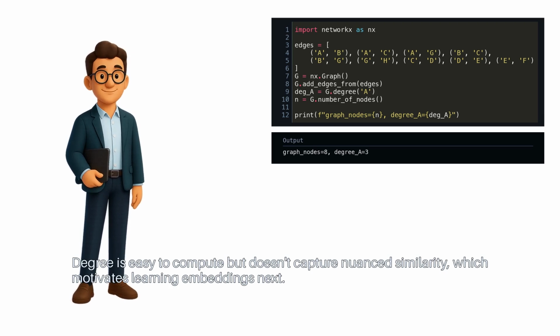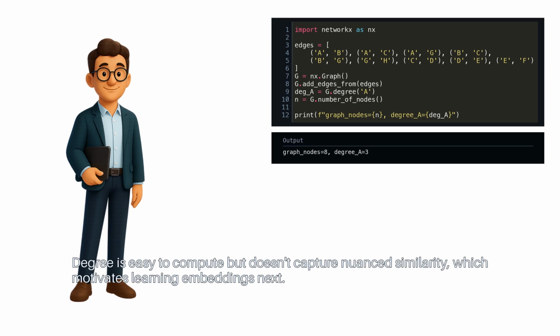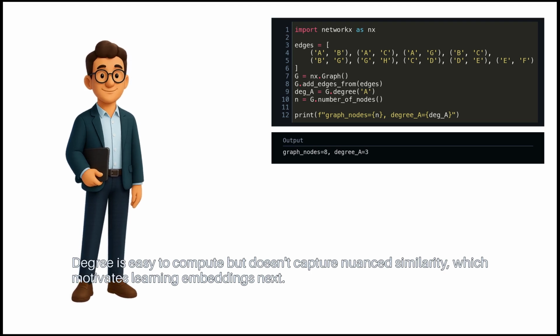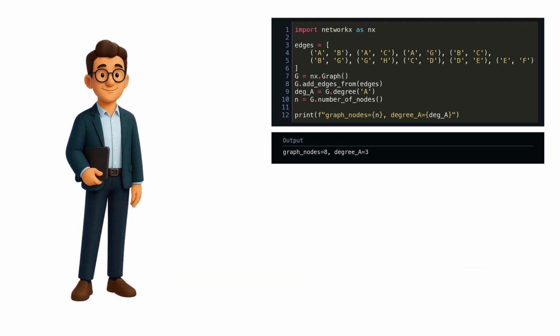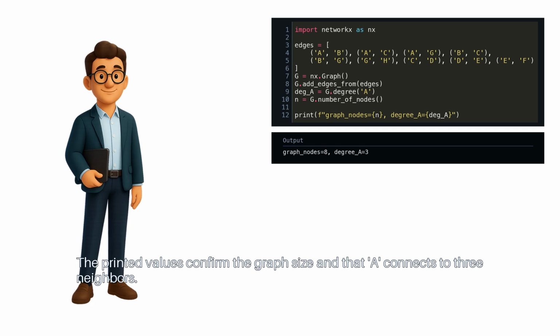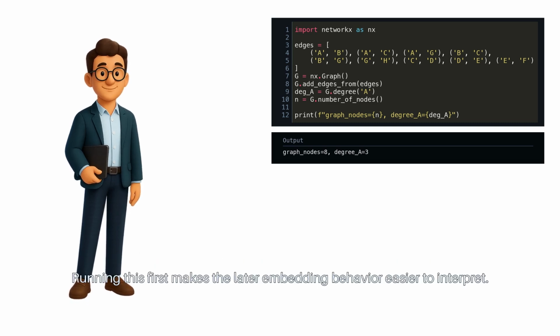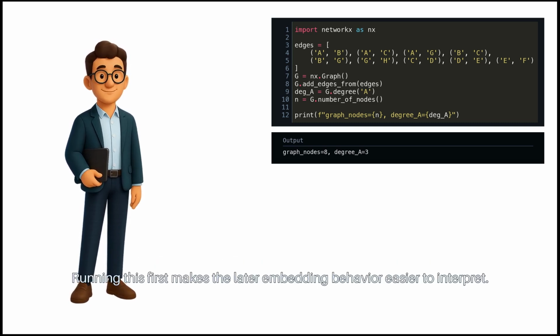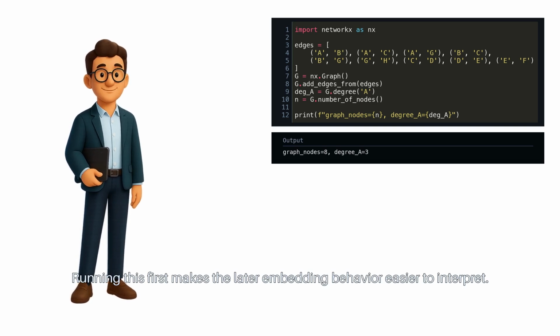This gives a quick feel for the network shape without any embedding yet. Degree is easy to compute, but doesn't capture nuanced similarity, which motivates learning embeddings next. The printed values confirm the graph size and that A connects to 3 neighbors. Running this first makes the later embedding behavior easier to interpret.